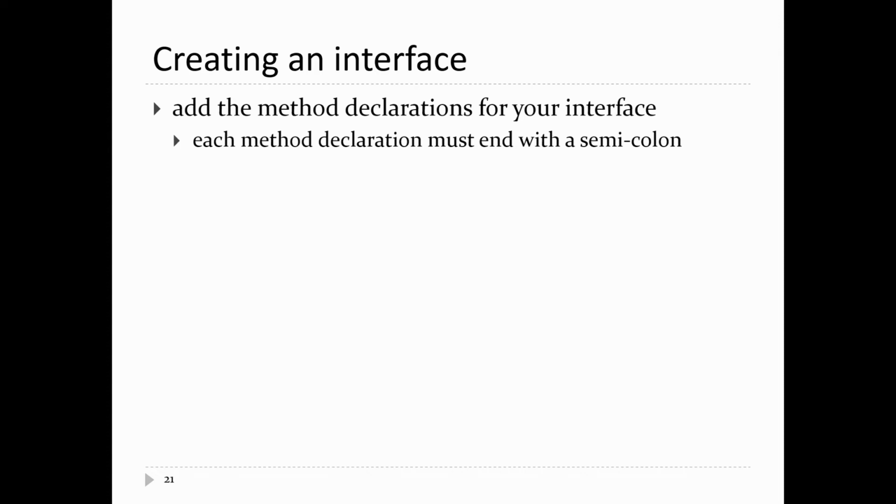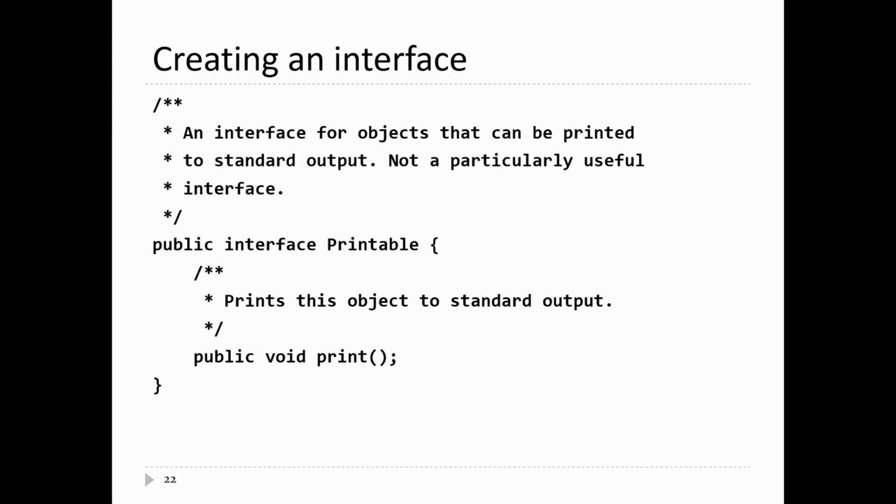In an interface, it's only the method declarations. In other words, it's not the definitions, so there's no body to any of the methods. Our Printable interface will have one method called print. It's public and it returns nothing. It has no arguments. Notice that there's no body. It's just the declaration of the method followed by the semicolon. No implementation.